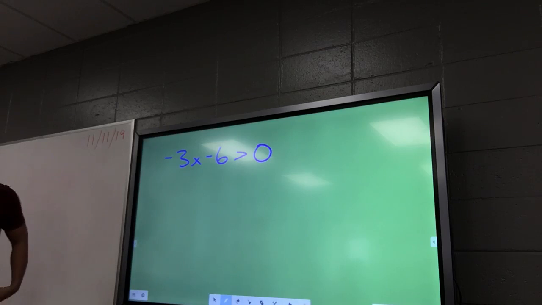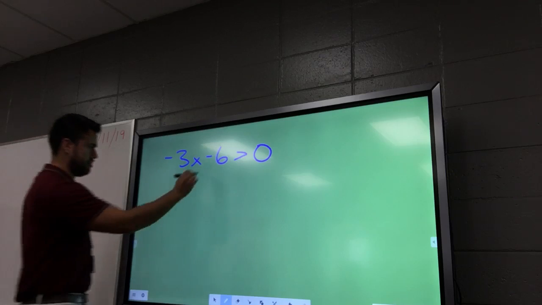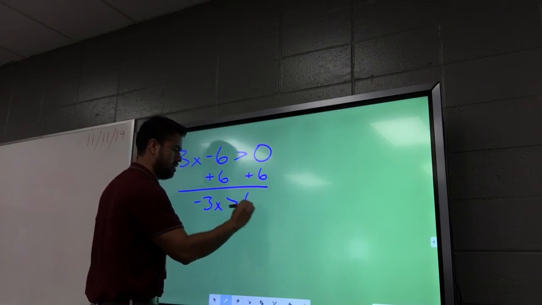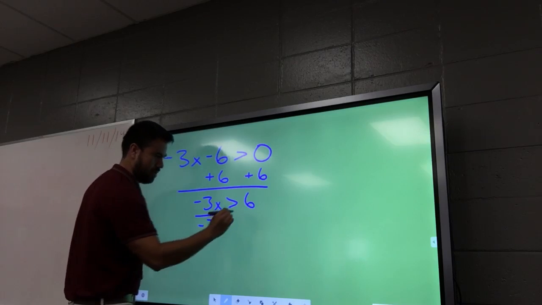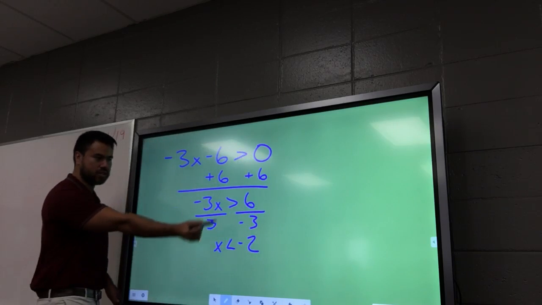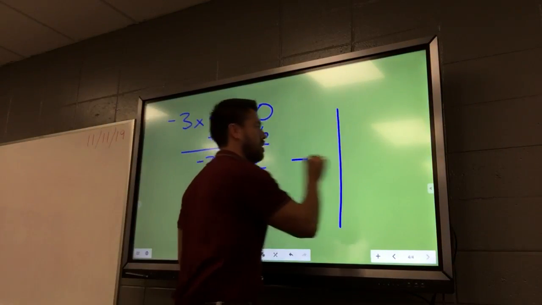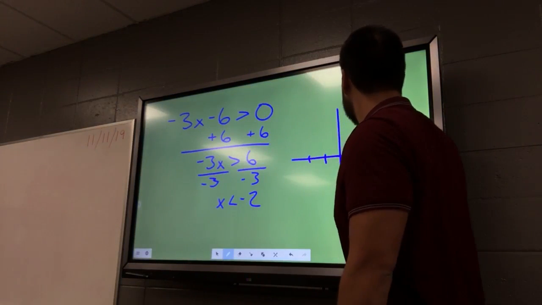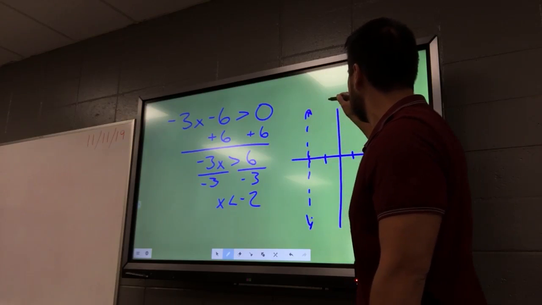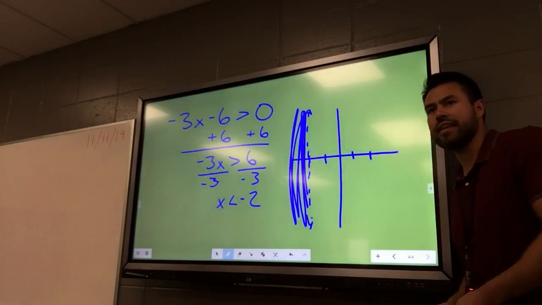Okay, you only have one variable. So what do you do with that variable? Solve for it. Get it by itself. And you had to switch the sign because it got divided by -3. Okay, how many of you got that graph?